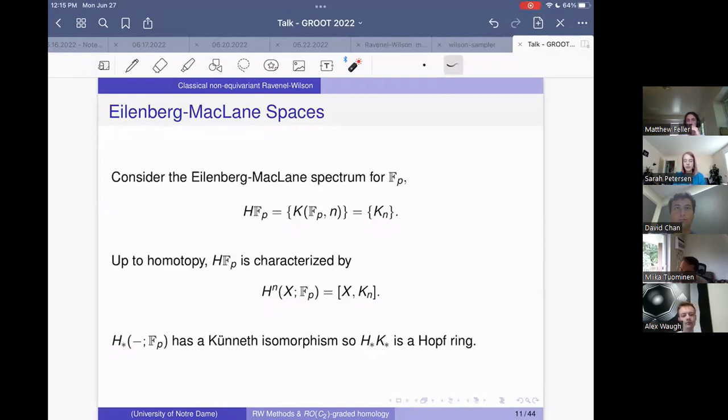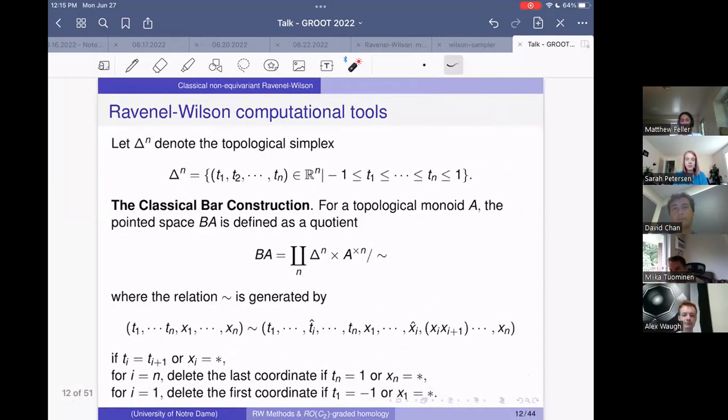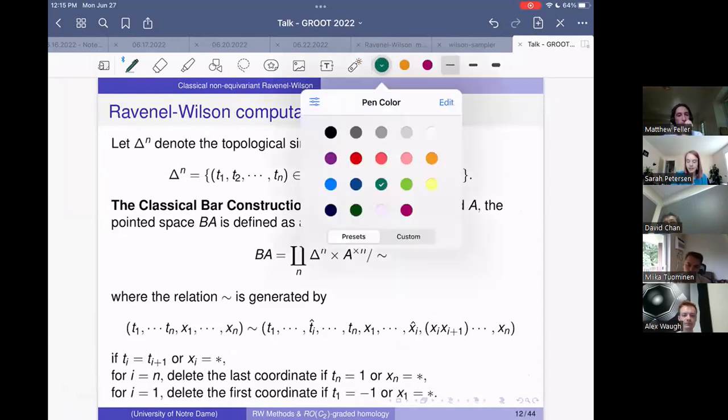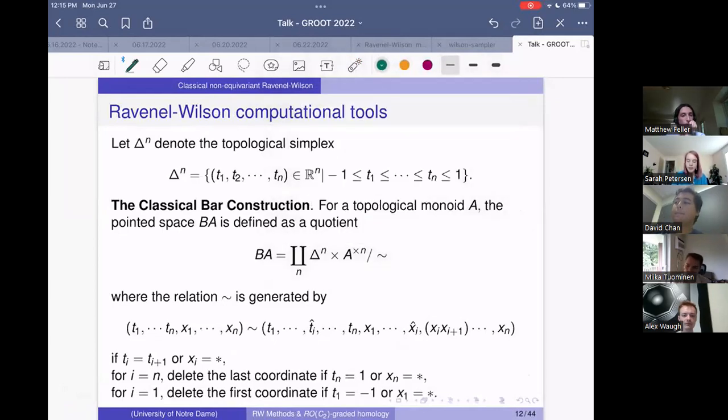So we have all the things we need in order to know that the homology of the Eilenberg-MacLane spaces is a Hopf ring. So that's great. We know it's a Hopf ring, but which Hopf ring is it? And Ravenel and Wilson used a number of computational tools in order to track down exactly which ring this is.